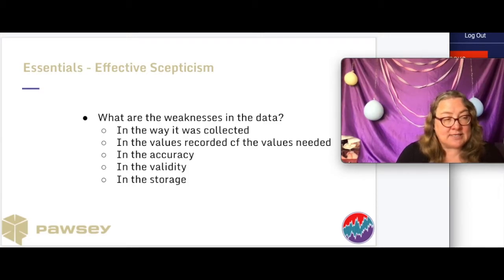Now, accuracy is simply, will we measure it? If we measure it twice, will we get the same value? Is this a good measure of the value? The second is validity. So are we measuring what we think we're measuring?